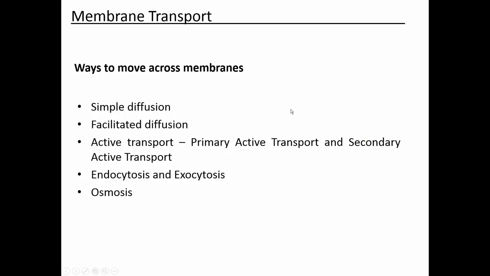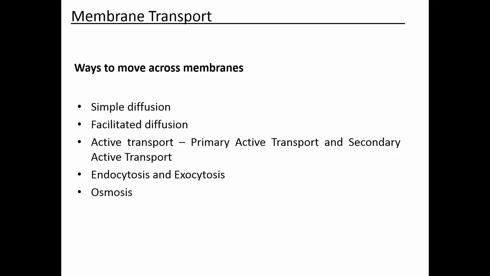Okay. So the different ways of actually moving across a membrane that we're going to talk about in this class are on the board there: simple diffusion, facilitated diffusion, active transport, and then we'll talk about endocytosis and exocytosis, and also osmosis. They did introduce all these forms of transport to you in the lab that you did last week. You didn't do experiments on all of them, but they did introduce you to them in the introduction.